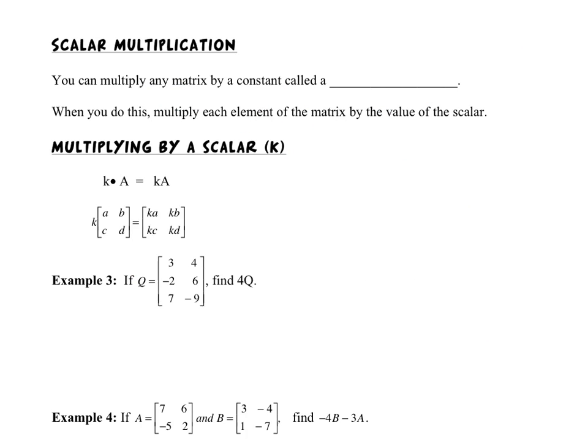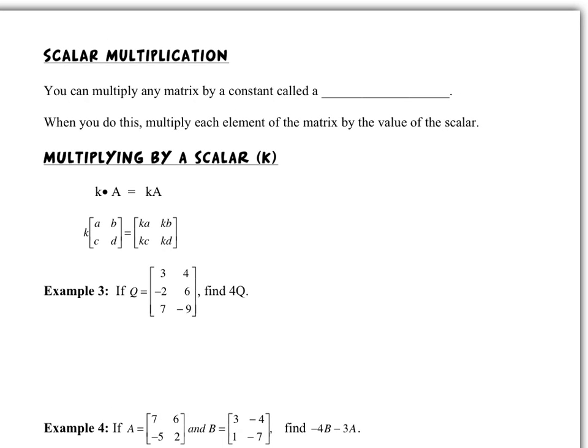The last part of this lesson deals with scalar multiplication. You can multiply any matrix by a constant that's called a scalar. And when you do this, you're going to multiply every element of the matrix by the value of that scalar. So here we'd have K, that's going to be our scalar. A is our matrix. When you multiply it, it's just every single element inside of matrix A will get multiplied by that number on the outside.